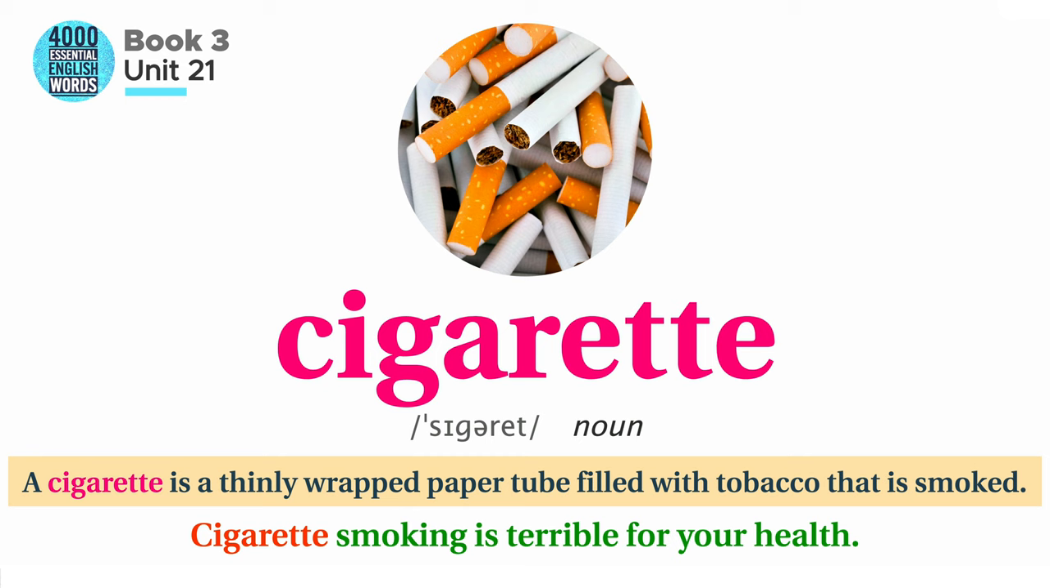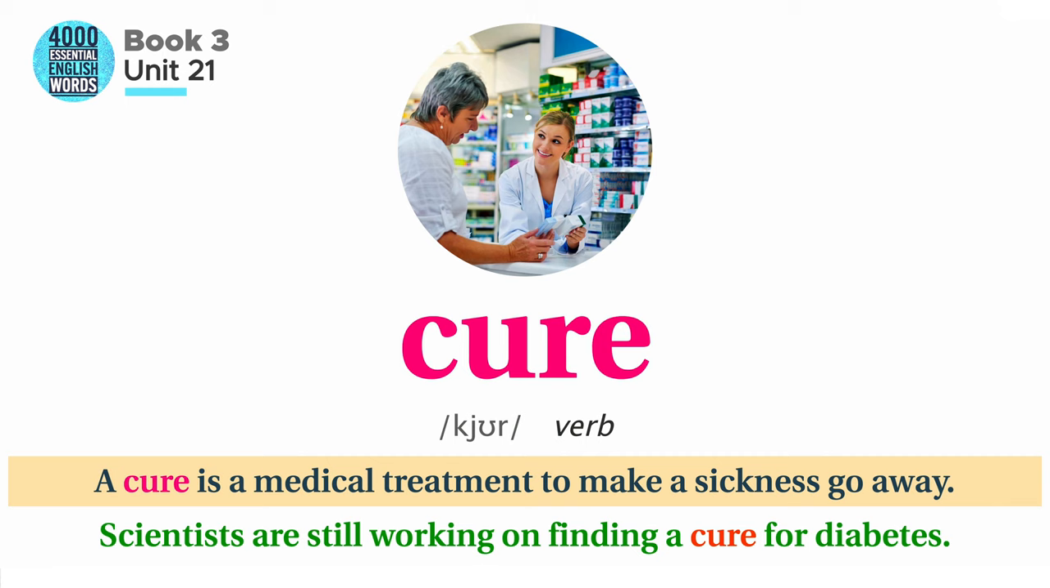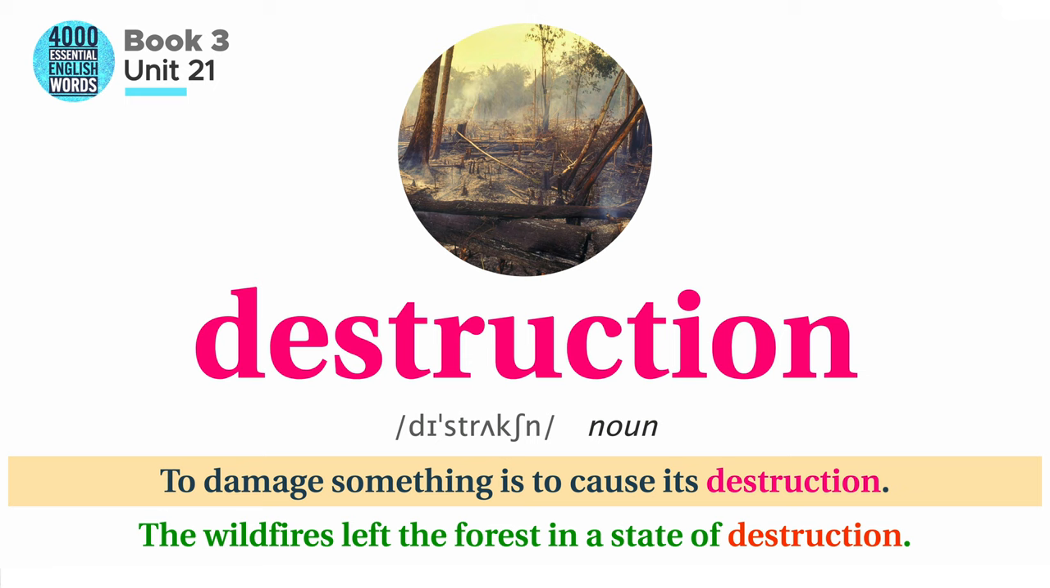Code. A code is a set of symbols used to hide or read a message. She used the code to solve the puzzle. Cure. A cure is a medical treatment to make a sickness go away. Scientists are still working on finding a cure for diabetes. Destruction. To damage something is to cause its destruction. The wildfires left the forest in a state of destruction.